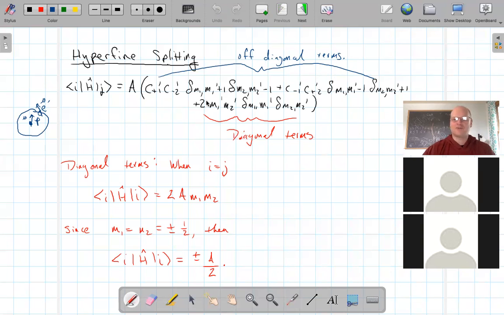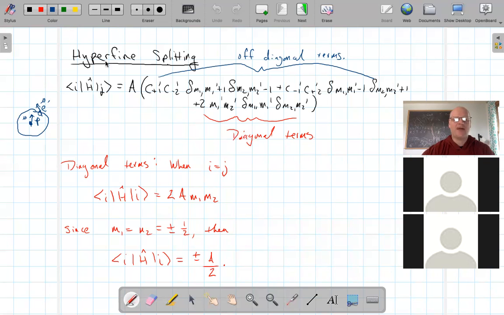Here we have off diagonal terms and diagonal terms. The first two terms were the off diagonal terms. We'll talk about what terms these are in a second. And then this one is the diagonal terms. It is diagonal because when I is equal to J, this Kronecker delta function is going to go to 0. So is this one, and this one. These are the only two Kronecker delta functions which are going to still remain when I is equal to J, because that means that M1 is equal to M1 prime and M2 is equal to M2 prime. So from here, we get the diagonal term of 2 times A times M1 times M2.